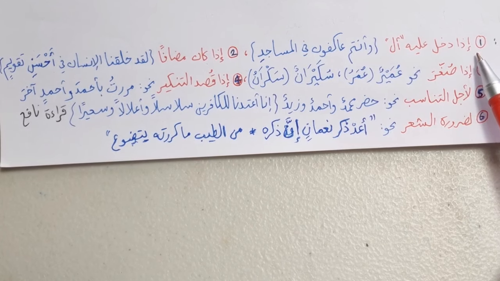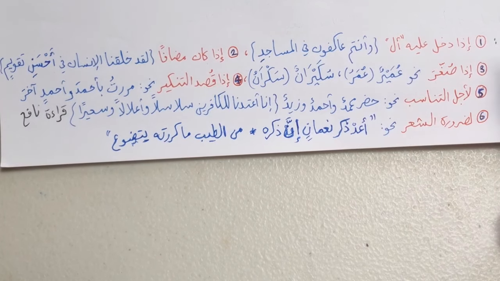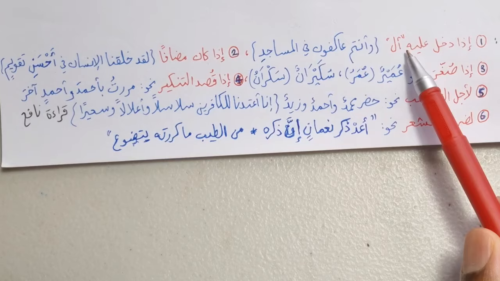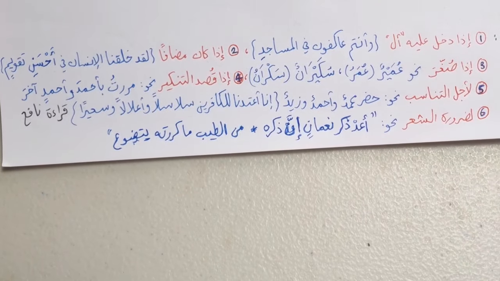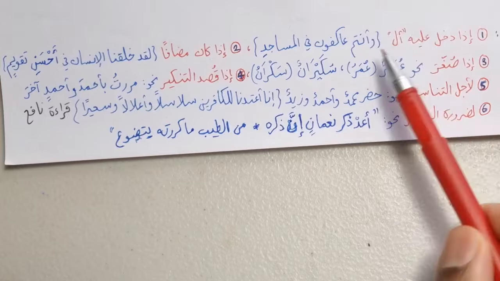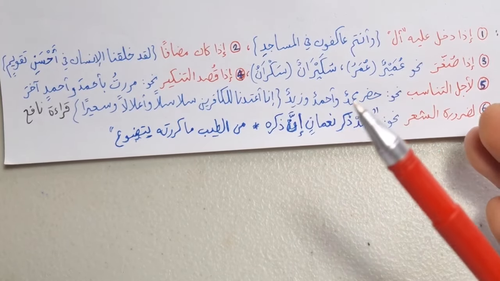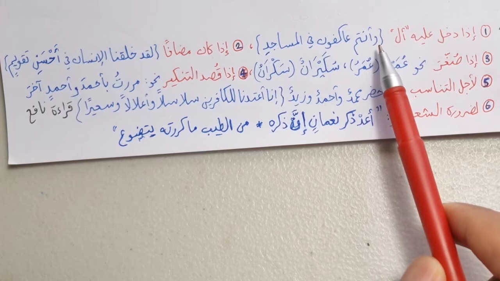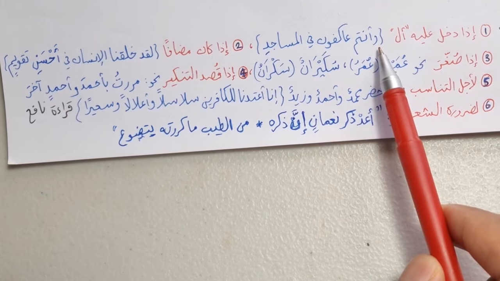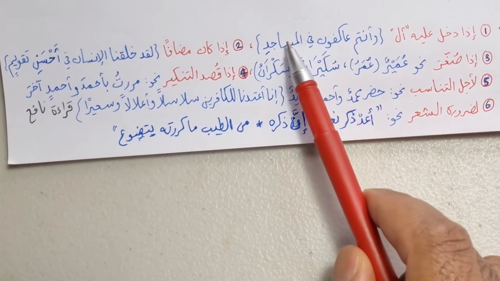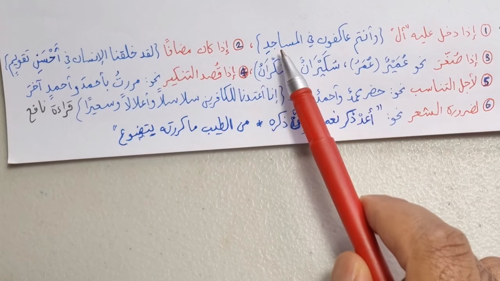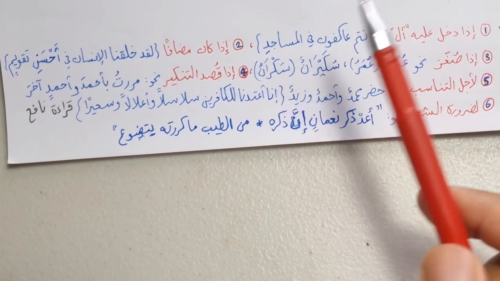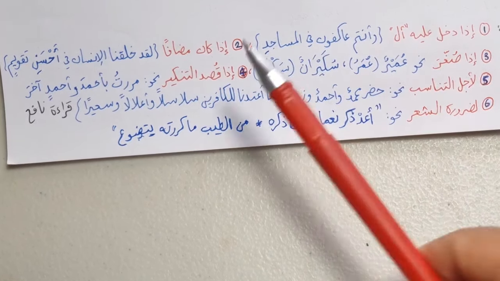First, إذا دخل عليه al. If the mamnu' min as-sarf has al, any of the mamnu' min as-sarf words that we mentioned, whether it's li'illatin wahida or li'illatain, has al, then it's going to go back to being a normal noun. So, example in the Quran, Allah says, وَأَنْتُمْ عَاكِفُونَ فِي الْمَسَاجِدِ. Masajid is صيغة منتهى الجموع, ممنوع من الصرف لعلة واحدة.